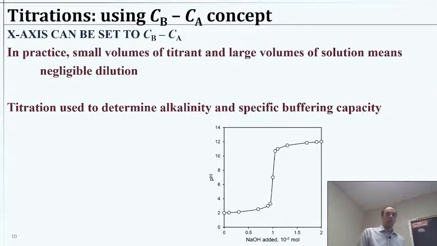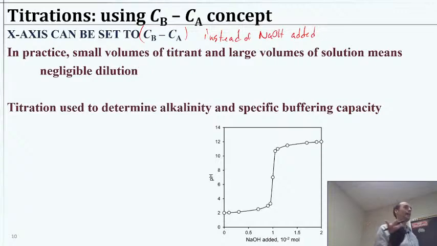Given that we have on this x-axis the amount of base added, and it is a strong base, we can say this in terms of what we were just describing, this net strong base, right? So we can use CB minus CA instead of NaOH added.